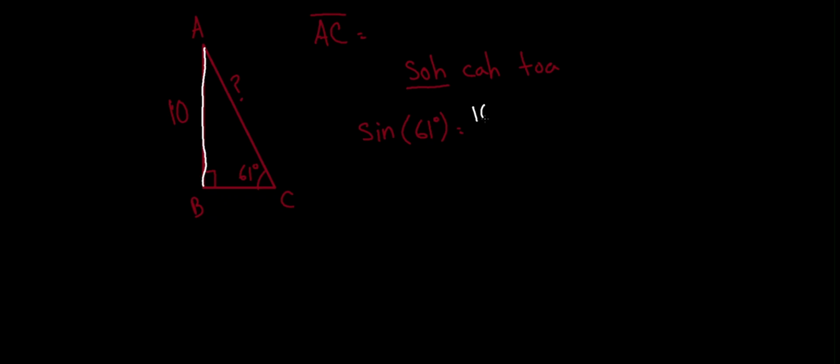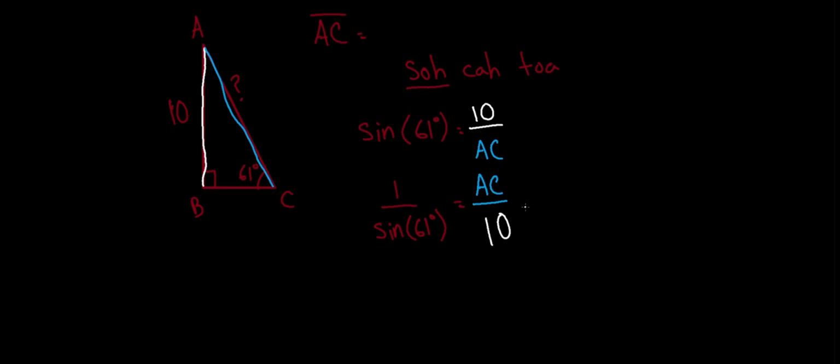So 10 over the hypotenuse, which I am going to color code in blue. This is the side length we want to know, AC. I'm just going to write AC. Now to solve for this, all we have to do, I'm going to flip both the numerator and denominator on both sides, and it's going to equal the same thing. So it's going to be 1 over the sine of 61 degrees equals AC over 10.